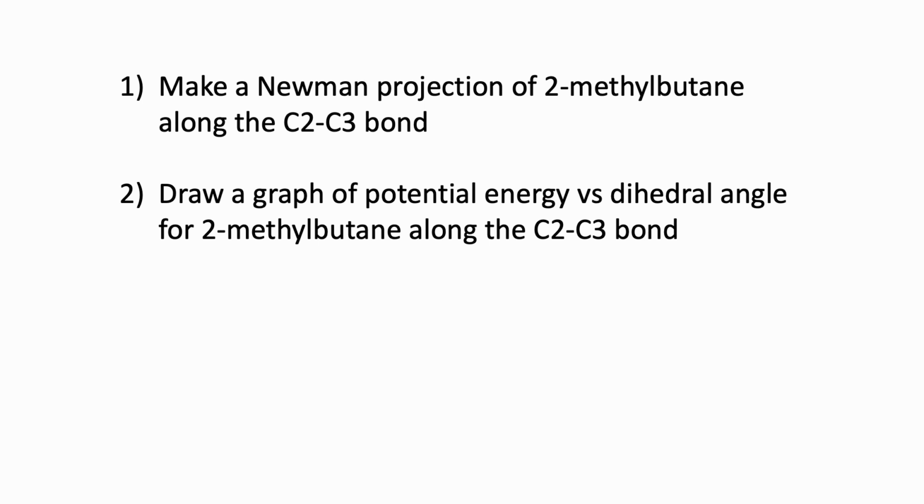Next, draw a graph of the potential energy versus the dihedral angle for 2-methylbutane along the C2-C3 bond, starting with an eclipsed conformation where the two largest groups are eclipsing each other. That will be 0 degrees on your potential energy graph, and then you will choose a carbon, either front or back, and rotate it in 60-degree increments in a circle until you get all the way around to 360 and you've drawn all 6 different conformations. The 6 conformations that you draw should have 3 staggered and 3 eclipsed conformations.